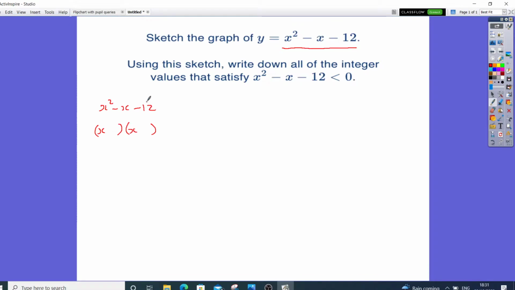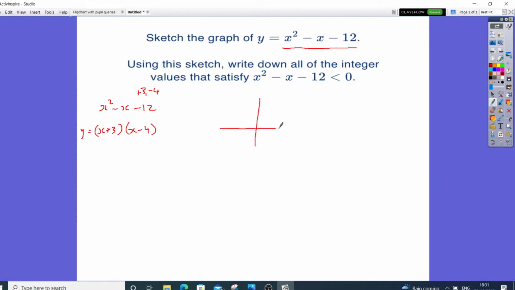Two numbers that multiply together to make 12 and have a difference of 1 are 3 and 4, where the bigger number is going to be negative and the smaller number is positive. So plus 3, minus 4. That's x times x, x squared, minus 4x plus 3x is minus 1x, minus 12. So that's going to equal y. So let's go and sketch this graph now.